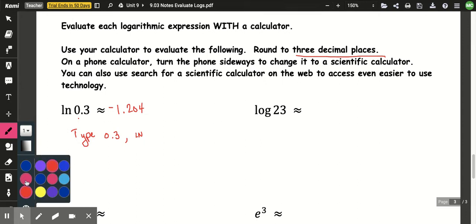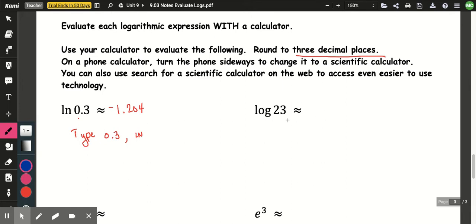Okay, my next one to try here is log of 23. Now this one is a common log, so that's a base 10. On my scientific calculator, it says very specifically that the log button has a base 10. So again, to type it in on my phone calculator, I have to type in 23 first, and then I have to touch the log button.